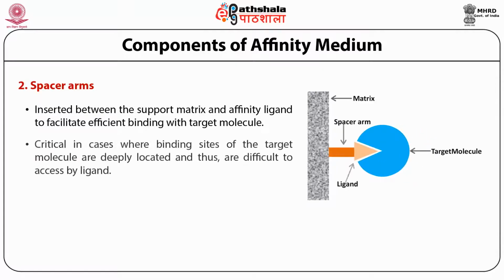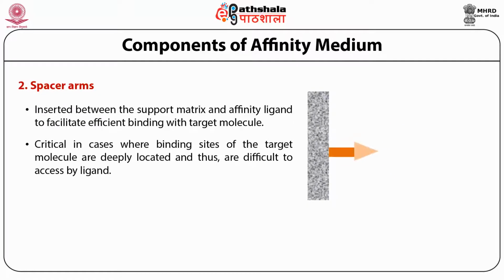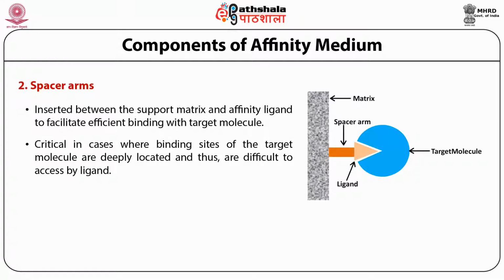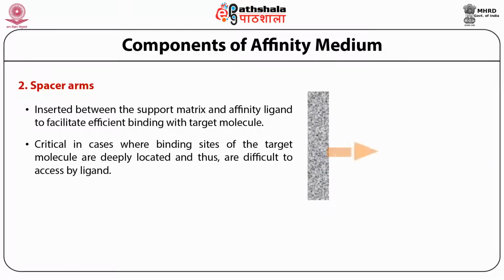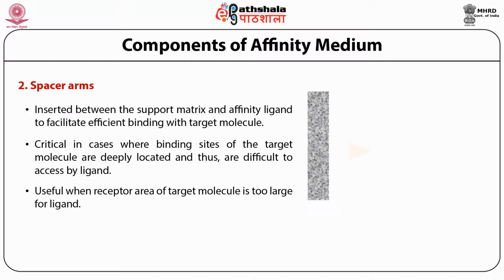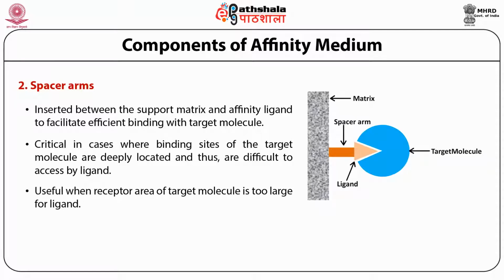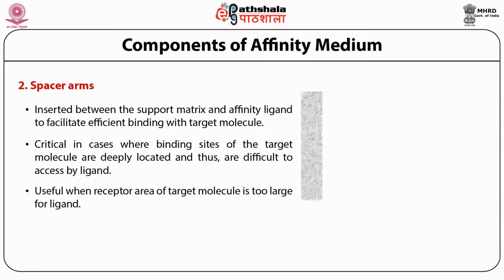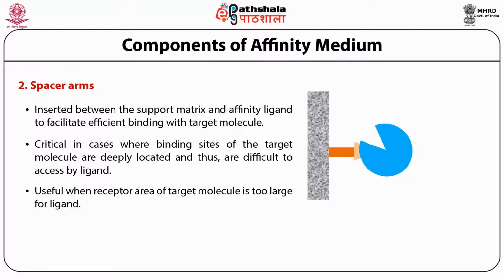A spacer arm is critical because in many cases binding sites of target molecules are buried in the structure and thus restricted for ligand access. Also, it is useful when a receptor area of the target molecule is too large for the ligand. Thus, addition of a spacer arm helps the affinity ligand to move away from the surface of the matrix, which allows it to bind the target molecule more efficiently.